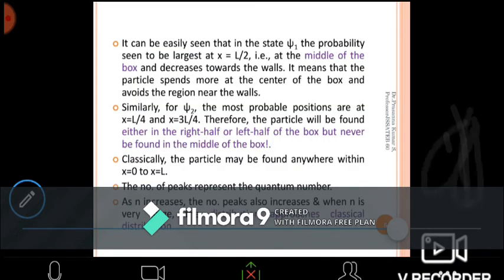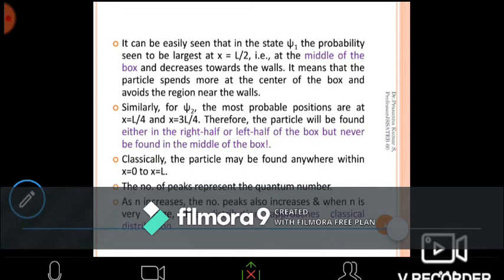So what you observe is that if the particle is in the ground state, the probability of finding the particle is maximum at the middle of the box. At the center of the potential, you have the maximum probability. It means more probably you will find the particle at the center of the box, and there is very little probability at the edges of the well.